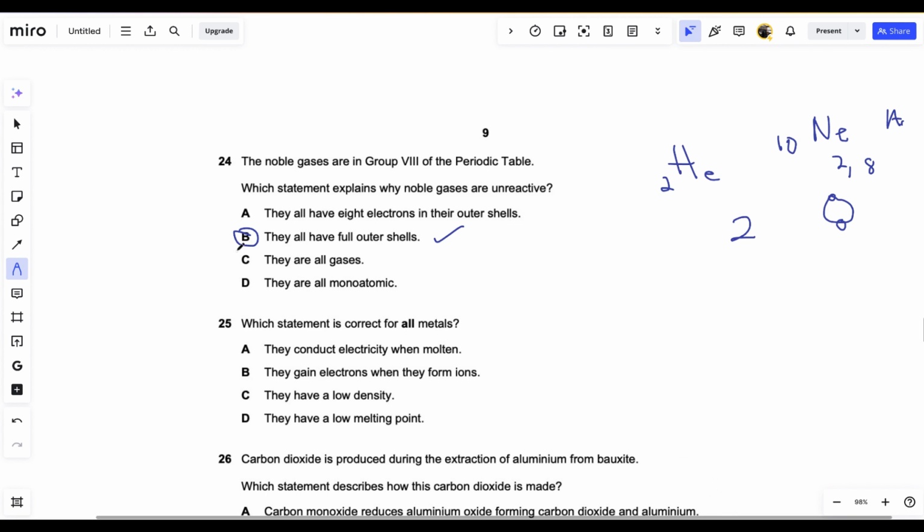But there's a stronger answer than A. They don't all have 8. So always go for full outer shell electrons.